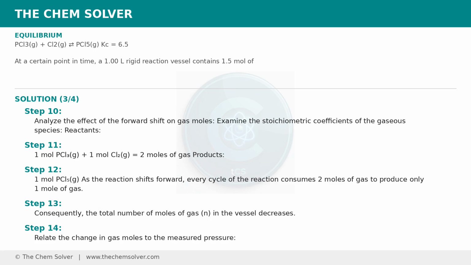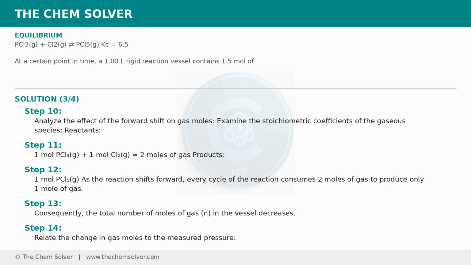Analyze the effect of the forward shift on gas moles. Examine the stoichiometric coefficients of the gaseous species. Reactants: 1 mole PCl3 plus 1 mole Cl2 is equal to 2 moles of gas. Products: 1 mole PCl5. As the reaction shifts forward, every cycle of the reaction consumes 2 moles of gas to produce only 1 mole of gas. Consequently, the total number of moles of gas, n, in the vessel decreases.